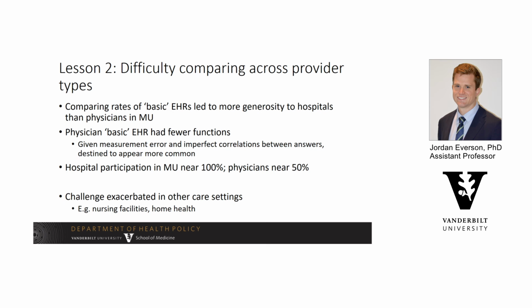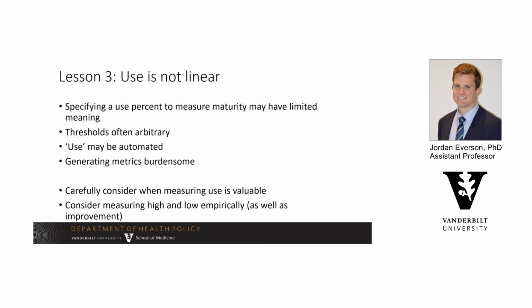The challenge of comparing across provider types is, I think, only harder when thinking about other care settings that have really different requirements for what's documented, like nursing facilities and home health. A third lesson from our experience is that use is not linear. Specifying a percent at which something needs to happen in order to achieve a threshold may be arbitrary and may not reflect what's really going on in an organization.